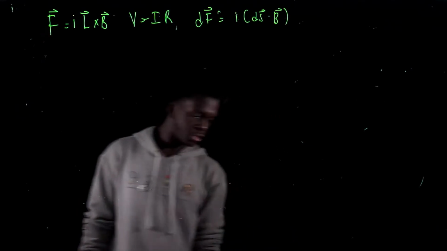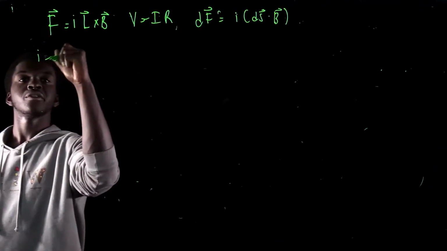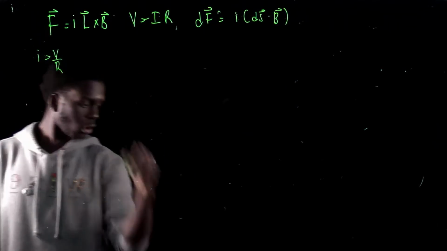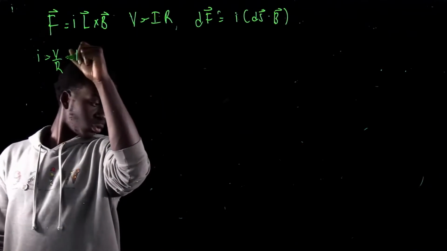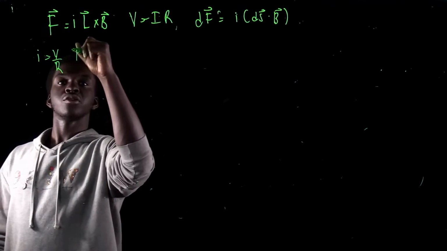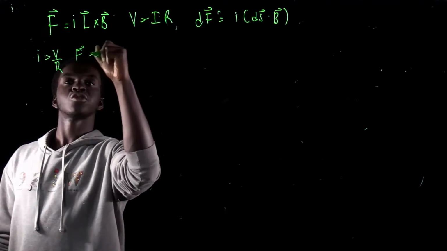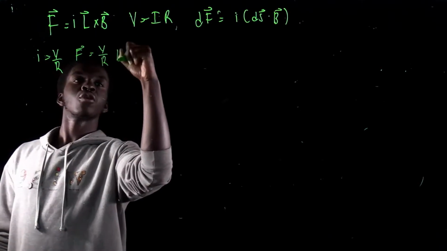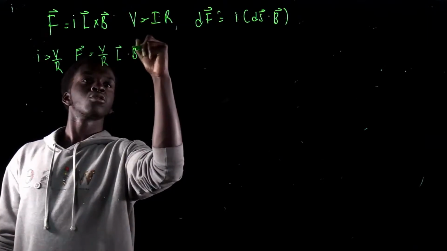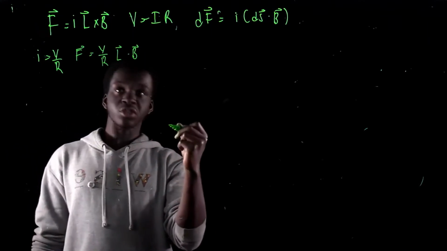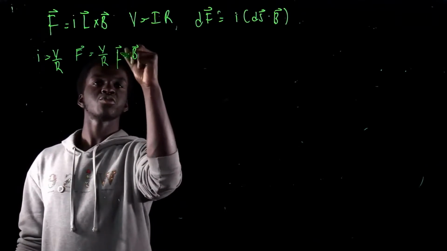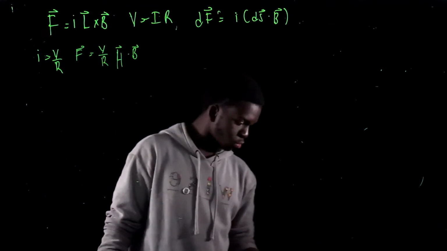So we know we're given a V, so let's calculate the current. It's going to be V over R. Now all we've got to do is plug that in over there. So now we know force is equal to V over R L cross B. And we know the L we're given is H, so we're just going to change this to H right here. It's going to be H cross B.